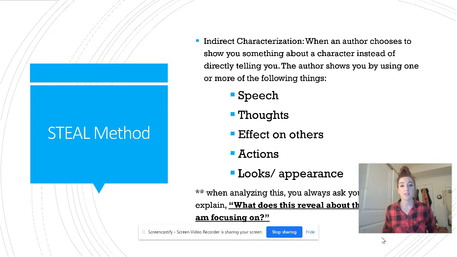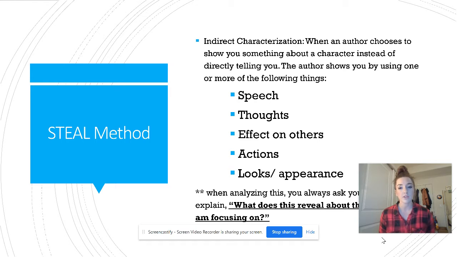All right, guys, so I'm going to give you a brief overview of the STEEL method. You're going to use this when you're trying to analyze a character and find out different traits about them. Indirect characterization, like it says on this slide, is going to be when an author chooses to show you something about a character instead of directly just telling you.